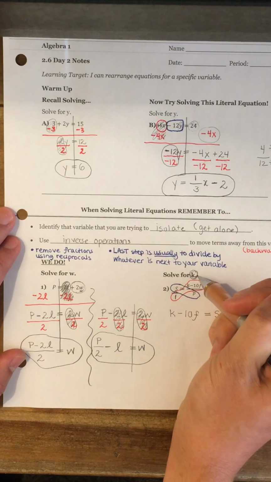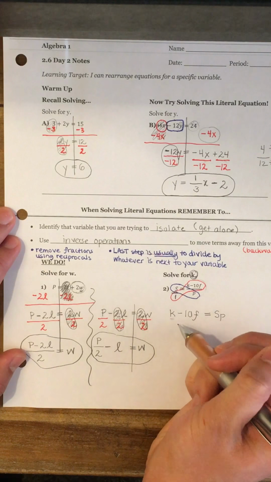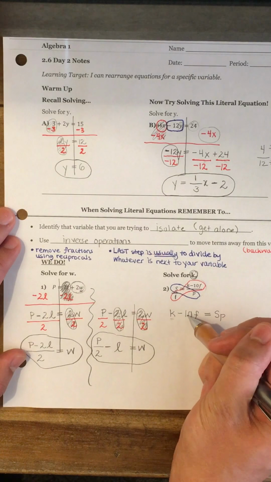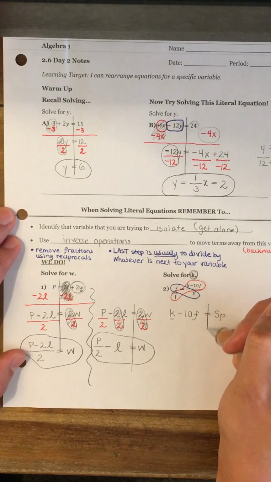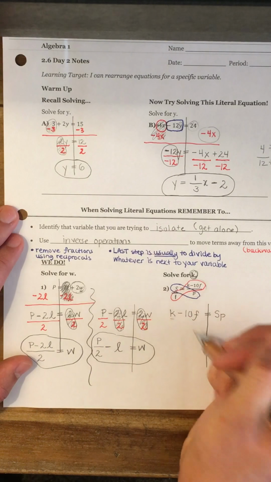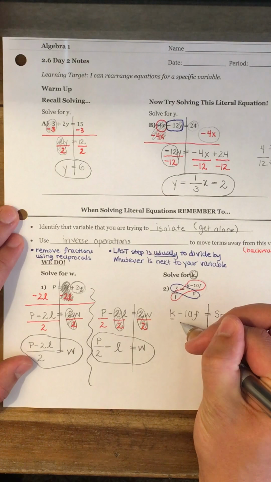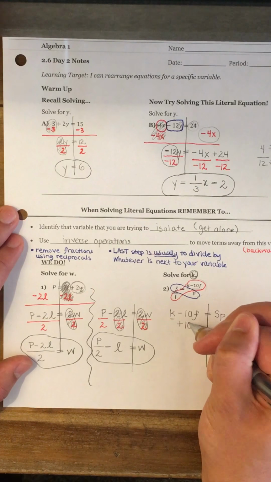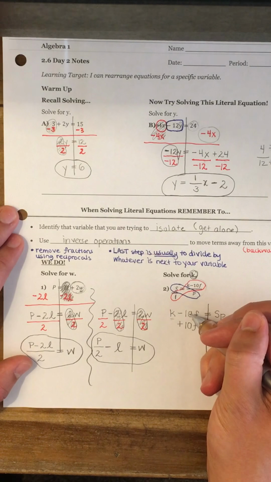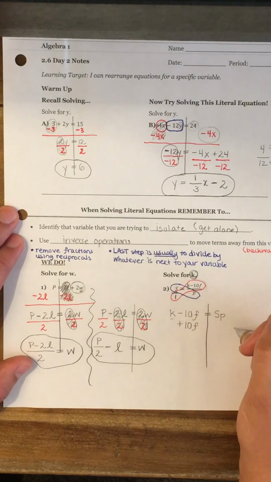Again, I'm trying to solve for k. K is now on the left-hand side of my equation, and what's along with k that I need to get rid of? Well, this minus 10f stuff. How do I do that? I use inverse operations. This 10f is being subtracted away, so I need to do the inverse of that. I need to add exactly what this term is, 10f, to the left-hand side. If I add 10f to the left-hand side, I also have to add 10f to the right-hand side.